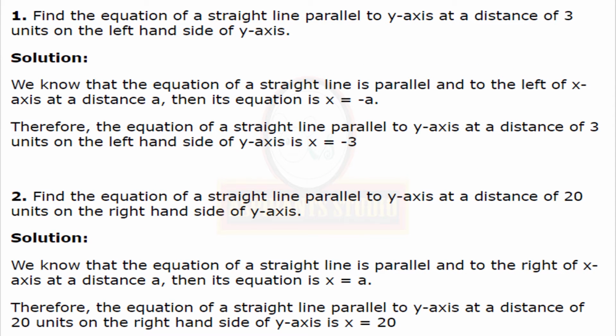Now we can see some examples. First one, find the equation of a straight line parallel to y-axis at a distance of 3 units on the left hand side of y-axis. We know that if a straight line is parallel and to the left of y-axis at a distance a, then its equation is x = minus a.